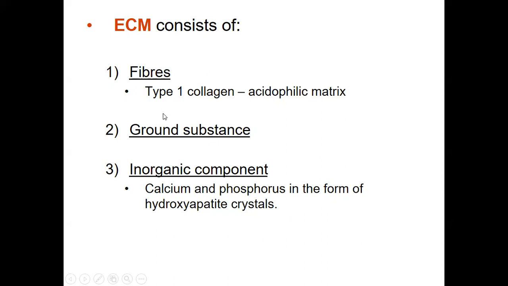The extracellular matrix also contains the ground substance. And the last component of the extracellular matrix is the inorganic component. There are two components here: calcium and phosphorus, in the form of the hydroxyapatite crystal. So the extracellular matrix is composed of these three components: fibers, ground substance, and the inorganic component. This inorganic component, the calcium and phosphorus, gives the hard characteristic of the bone.